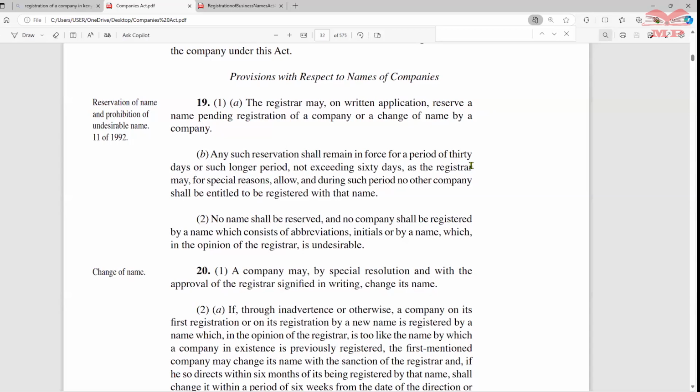Again, if the name suggests some connection with the crown or members of the royal family or royal patronage, and these will include names containing words such as royal, king, queen, princess, and crown. Also, if the name suggests the connection with the government, department, or any municipality or other local authority, or anybody incorporated with the government, or any part of the Commonwealth or any foreign country.